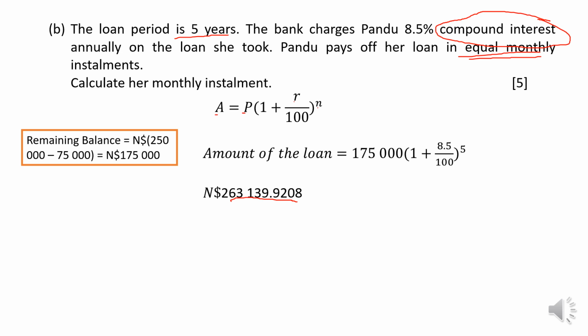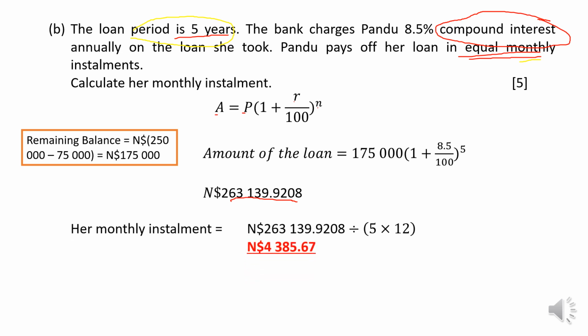Now the loan period is 5 years. Please, she doesn't pay it yearly, but every month, because it should be equal monthly installments. So we need to change that 5 years into months. And that is what I did right here. So I've calculated the set amount of $4,385.67. Be careful with your rounding.